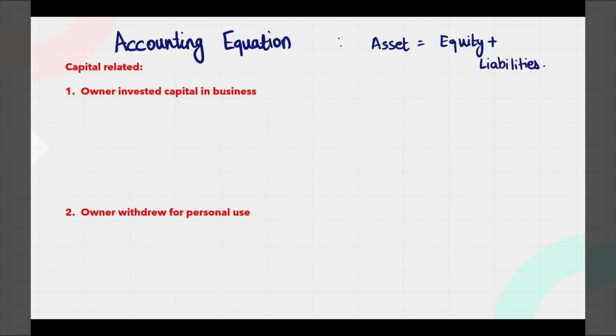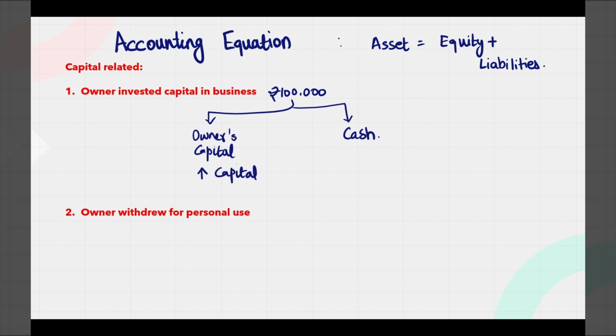First, capital related transactions. The owner invested capital in the business, say rupees 1 lakh. So what has happened? The owner's capital is one part of the transaction, and the other side is that cash has increased. When we see the accounting equation, capital has increased, which is one side of the equation. On the other side, cash has increased, that means an increase in the assets.